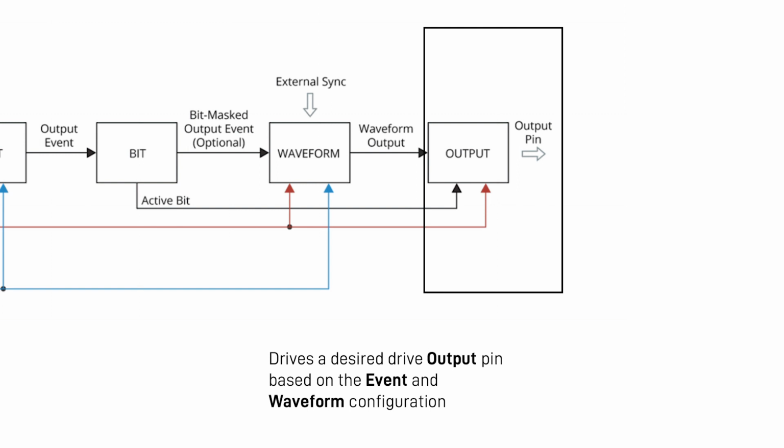In essence, though, this module can be used as a secondary input into the output module, bypassing the waveform module completely. Or it could be used as another way to mask the events from the event module before getting inputted into the waveform module. But we are going to go into all of these in more detail next.